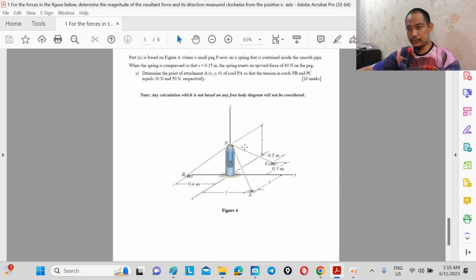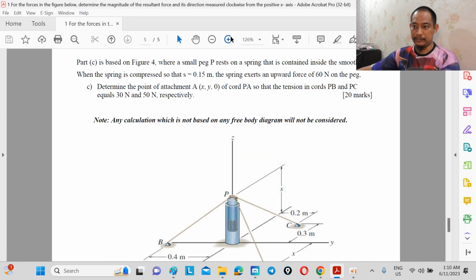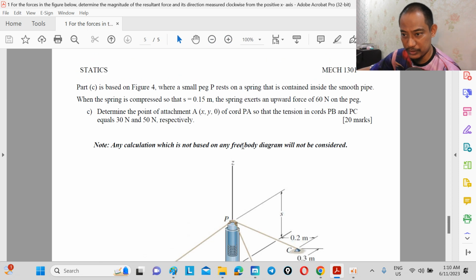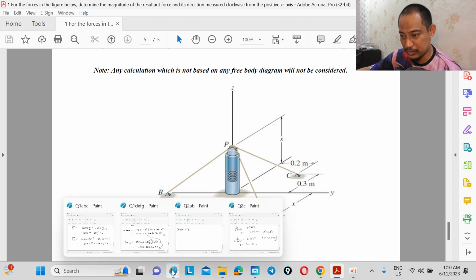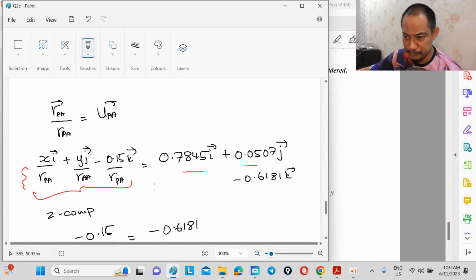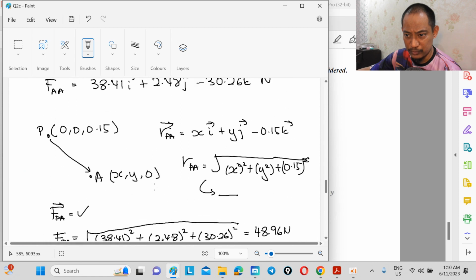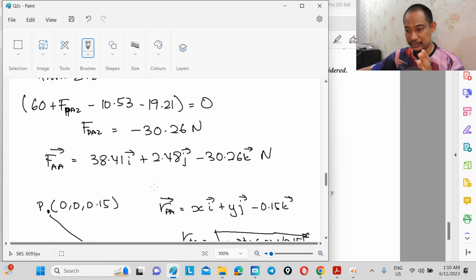Now let's just glance at what is happening there, because here we already covered it. So determine the point of attachment x, y, 0. Now before we go there, just to touch on what is happening here: even if you do not know, because this pathway, as you saw, I didn't even know how to reach it until the end.